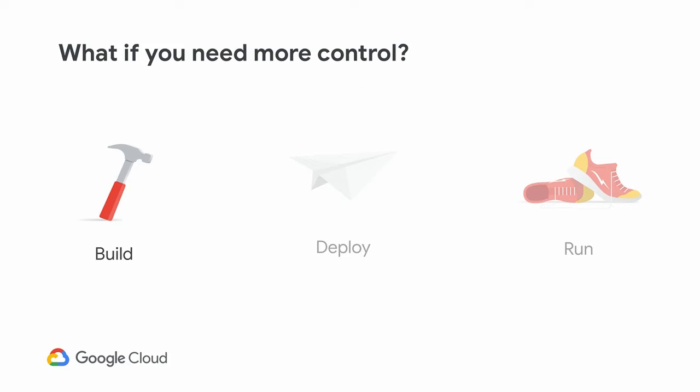So what if you actually need more control? What if you need more control around building your function? The example of a custom binary is a great one. You want to have something run inside of it. What do you do if the product does not support that? What do you do if you need more control over deployments?